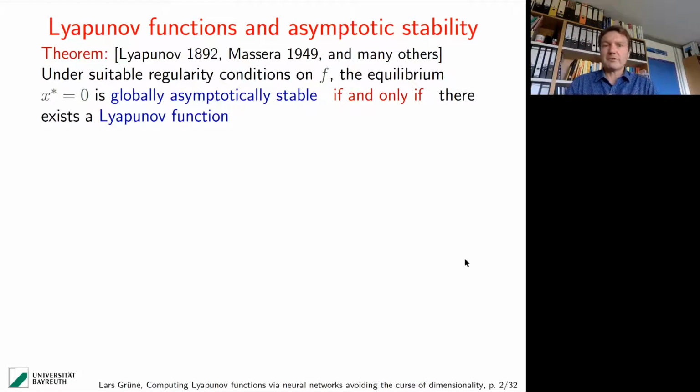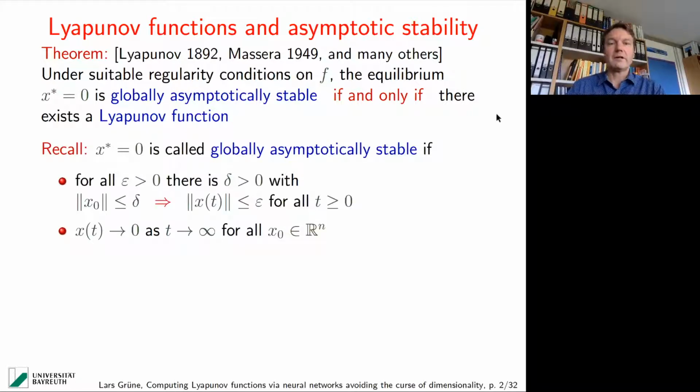Right, so why are Lyapunov functions interesting? Because they tell us something about asymptotic stability. And the theorem, that in various forms and flavors goes back to many different people, here I'm quoting one which is probably closest to this result, by Massera in the mid-20th century. It says that under suitable regularity conditions on f, the equilibrium is globally asymptotically stable if and only if there exists a Lyapunov function.